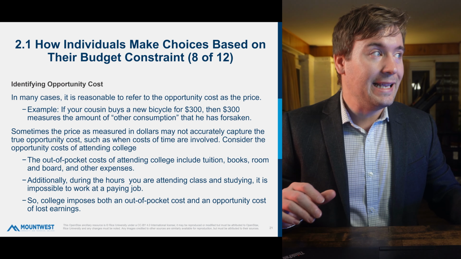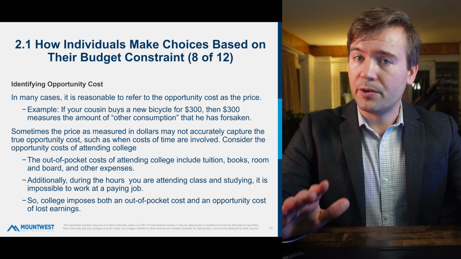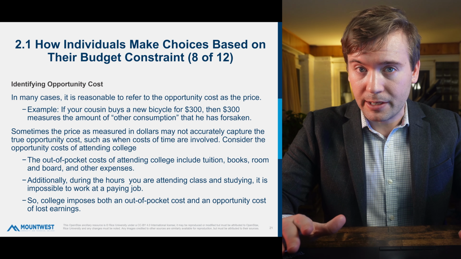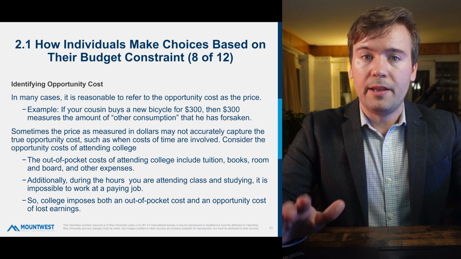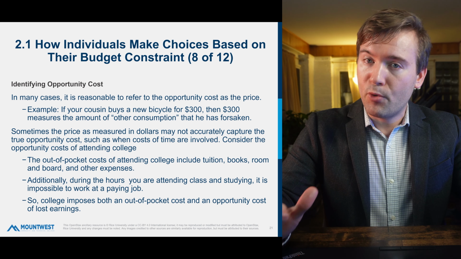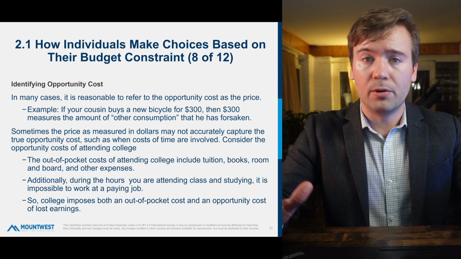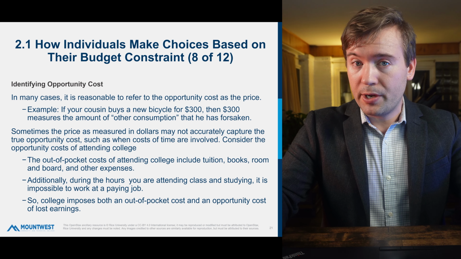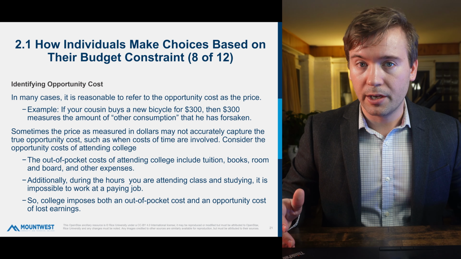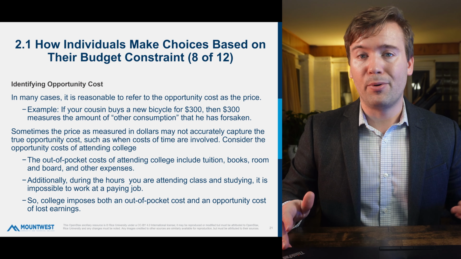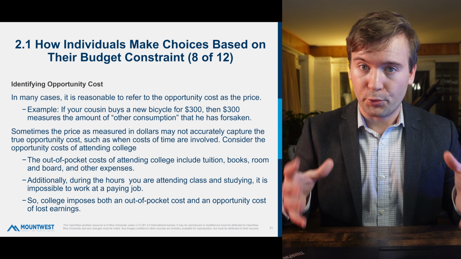Now, in many cases, when we think about opportunity cost, we refer to opportunity cost as the price. We refer to it in US dollar terms. Now, it can be more than that, though. But think about it. For example, if your cousin buys a new bicycle for $300, well, then that $300 measures the amount of other consumption that they have foregone. They could have taken that $300 and bought anything else for $300. So that is the opportunity cost, $300.